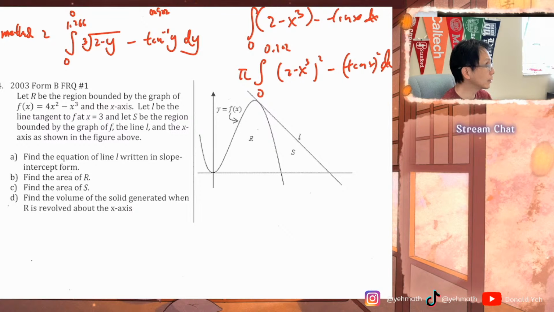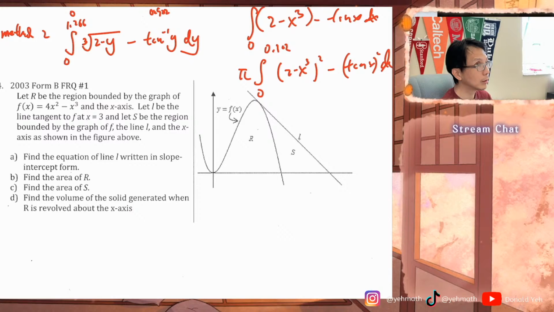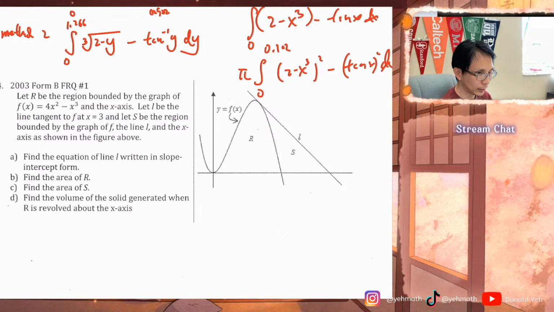Subtract what, Jonathan? I subtracted tan x squared. No, he was showing me an example. Don't worry. Oh, okay. I thought you were talking about that. No, he was showing me an example. It wasn't a problem.